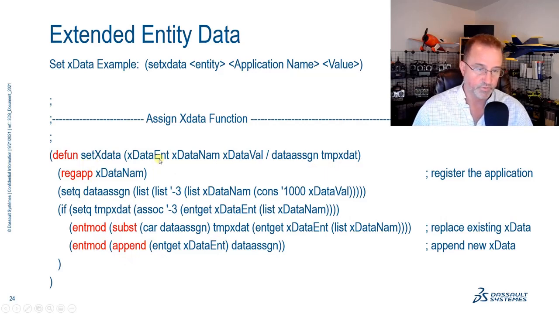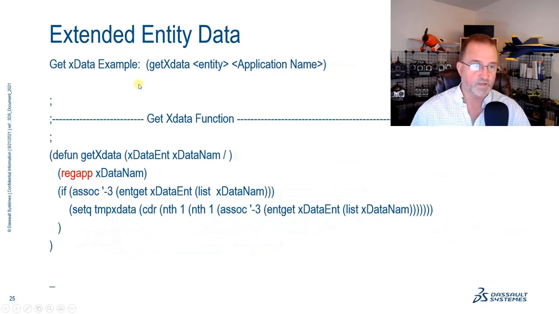function on your own. So if you notice in the beginning here, we do a registration of the app, whatever the name is, and then we create the association list, and then I check to see if that -3 association list already exists. I'm going to do what's called a substitution. I'm going to take the new data and replace the old data, but if it does not exist, I'm just going to attach that data or append it to that object.